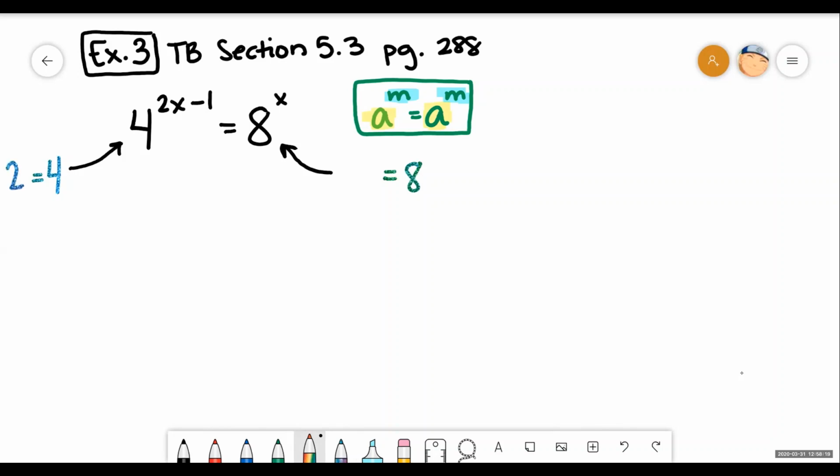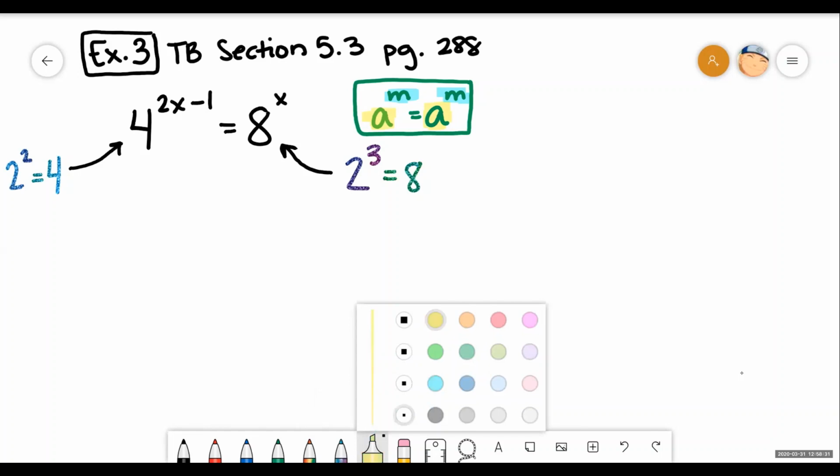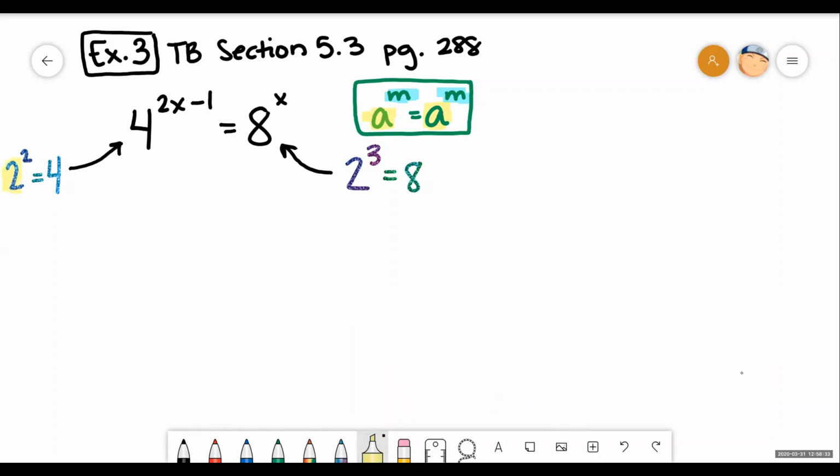2 squared is equal to 4, and 2 cubed is equal to 8. And so if we think of it that way, then we're in luck because the 2's end up being the same base, which is kind of what we're looking for here. Okay, so let's go ahead and work with those for a second.